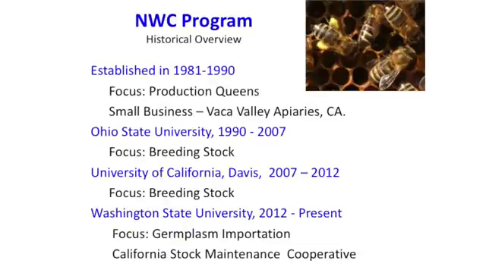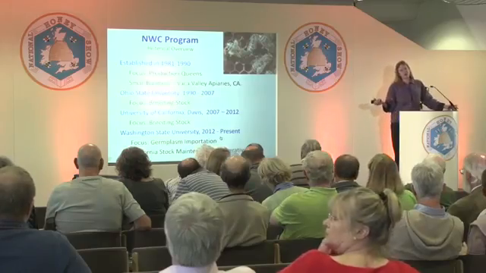I established this in the early 80s, and our focus was mostly queen production for the industry. We raised about 5,000 queens a year, which is really small for US commercial production. Most of the queen producers are doing 20 up to 500,000 queens per operation. And this was moved to Ohio State University. It's gone through a couple of different universities, then to University of California, Davis, and now currently Washington State University.